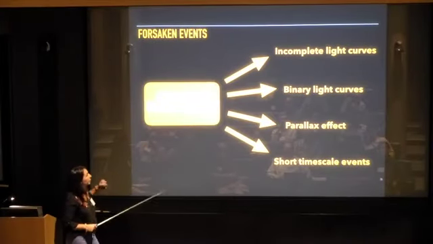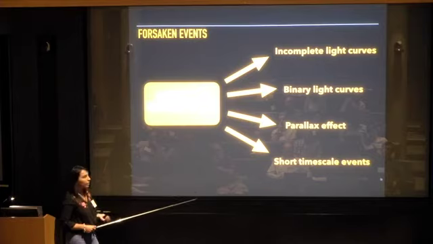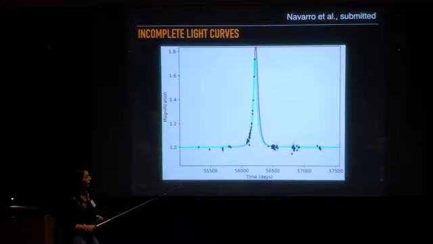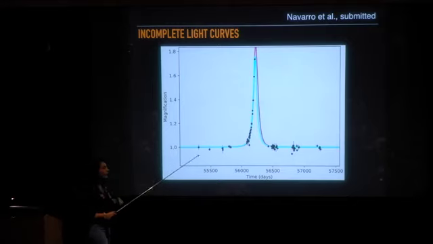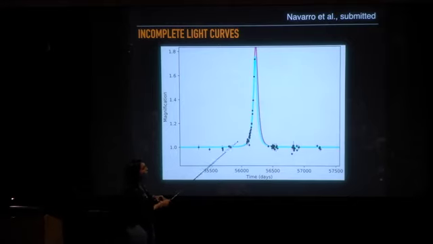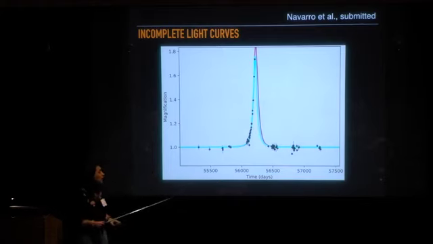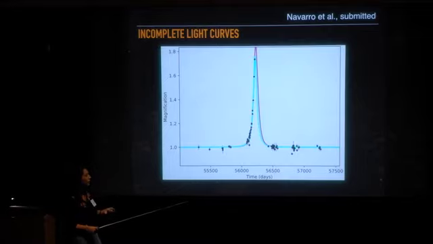Apart from this sample, we found a lot of other objects. For example, we found a lot of incomplete microlensing events that we took out from the sample because, in this case, you can see the first part of the event, but the other part you cannot. You don't have any data, so it's not possible to constrain the time scale.